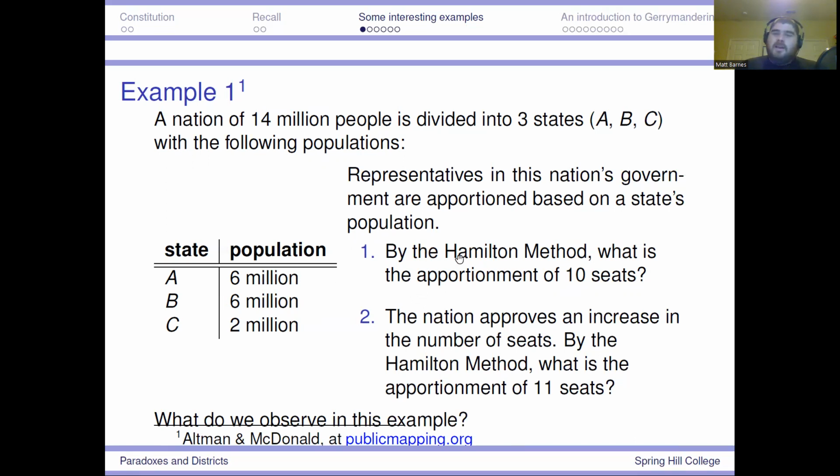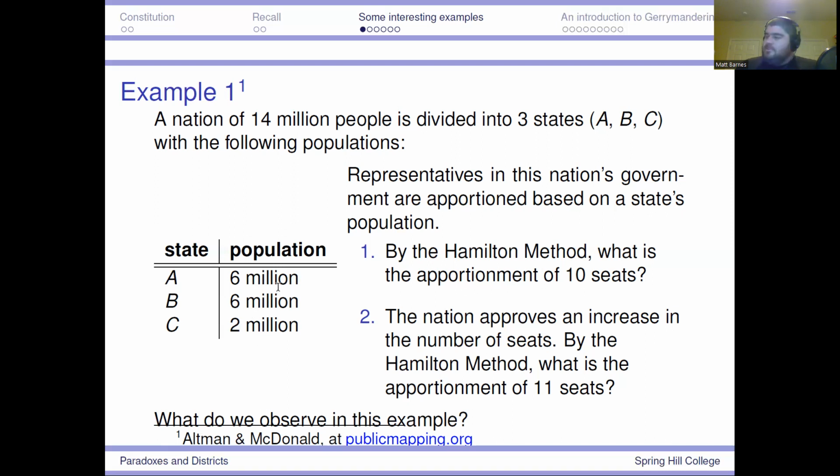But to just give you a quick idea of what goes down, we would have 14 million. That's our total population divided by the number of seats. That gives us our standard divisor, which should be about 1.4 million. And then we would take each of these populations for the states and divide that by our standard divisor. So 6 million over 1.4 million, 6 over 1.4, and 2 over 1.4.